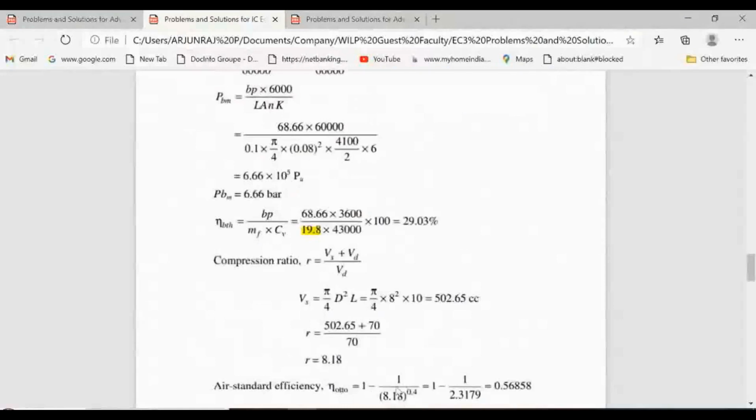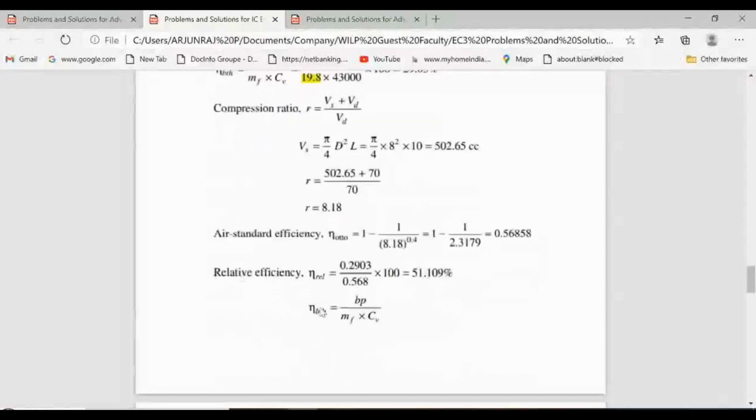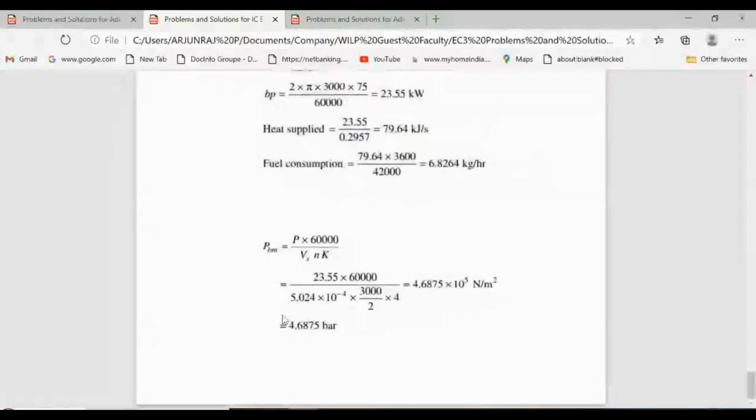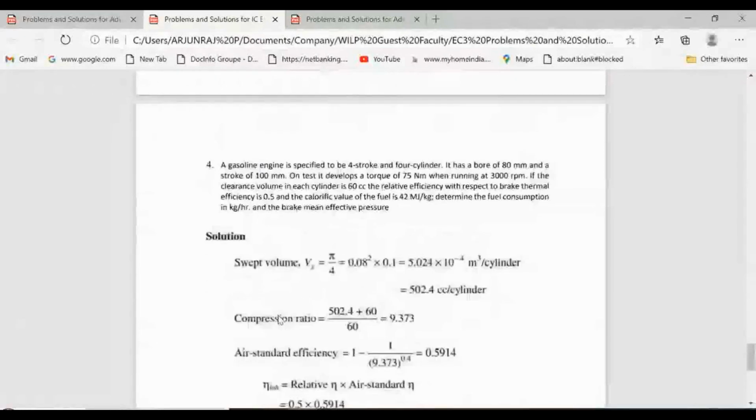And again you have to calculate the air standard cycle efficiency for a gasoline engine, which is nothing but 1 minus 1 by r power gamma minus 1. Here r is nothing but the compression ratio, which is Vs plus Vc by Vc. Vc is nothing but the clearance volume. They have given the clearance volume, and Vs is nothing but the stroke volume, pi by 4 d square L. So with this you get the value directly. So we go to the last problem. Okay, the last problem is also very easy.